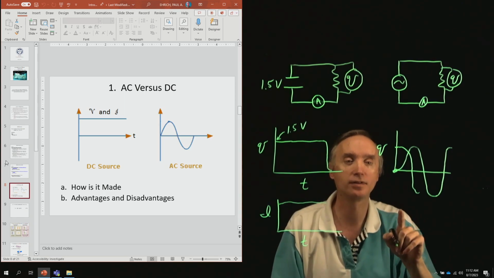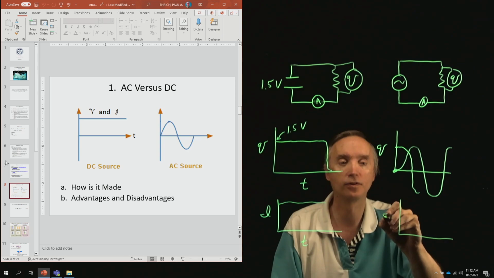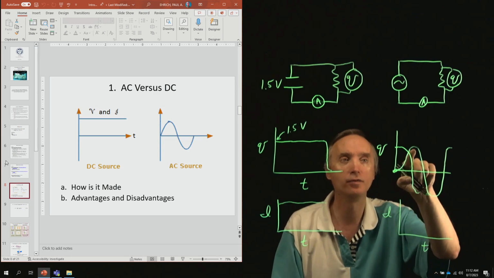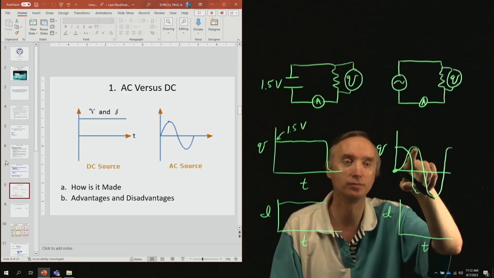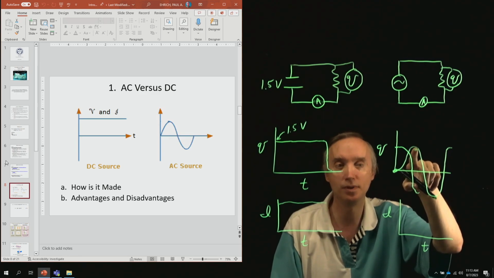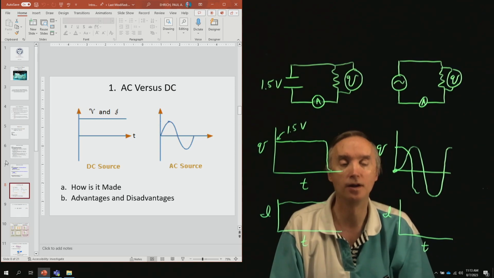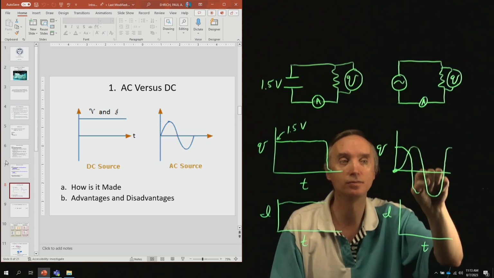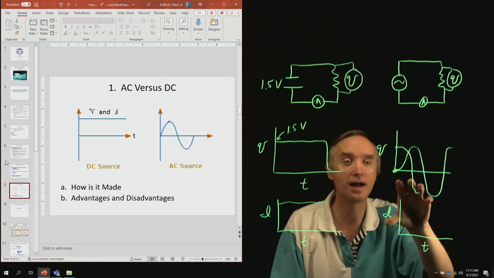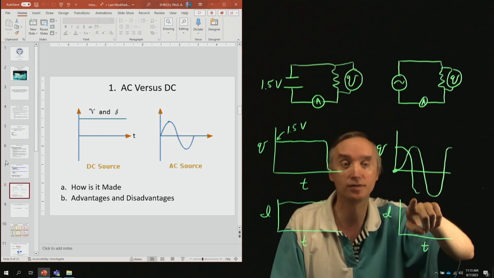Now, what's interesting though about AC is that if we make a current versus time graph, whenever this one is at its maximum, the current doesn't have to be at its maximum. So the current might be at its minimum whenever this one's at its maximum, or somewhere in between. So again, it depends on the circuit elements that you put in there as to if the current coincides with the voltage, or if the current is out of phase with this, meaning that whenever this one's at its maximum, the current is at its minimum.